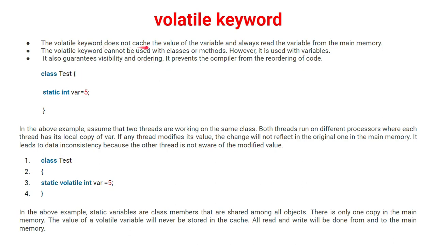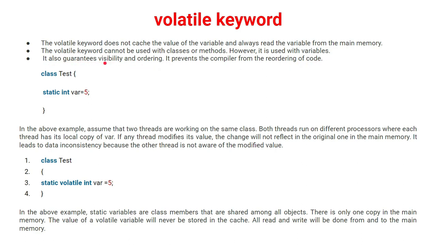Okay, so it's not stored in the cache. It's always stored in the main memory area. The volatile keyword cannot be used with classes or methods. This is also an important point. Many people think we can use volatile for classes or methods also. No, not possible. It is used with variables only.